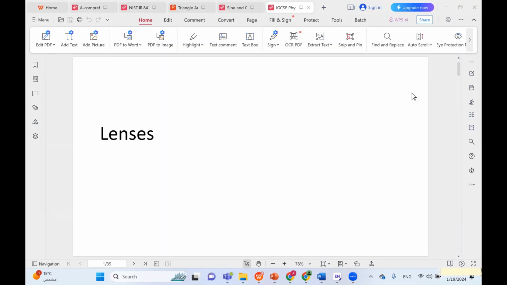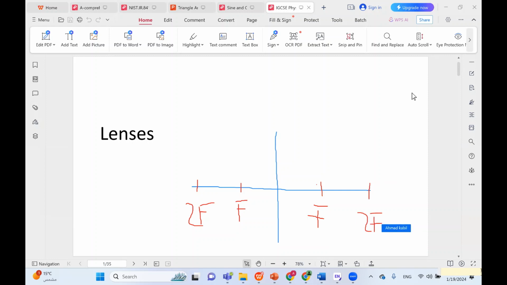image formation. So we have a lens here, and the lens has something called a focus on either side. And then we have a distance of 2f as well that we're interested in. And we'll just extend the axis a little bit. So this is a summary of the cases of image formation.